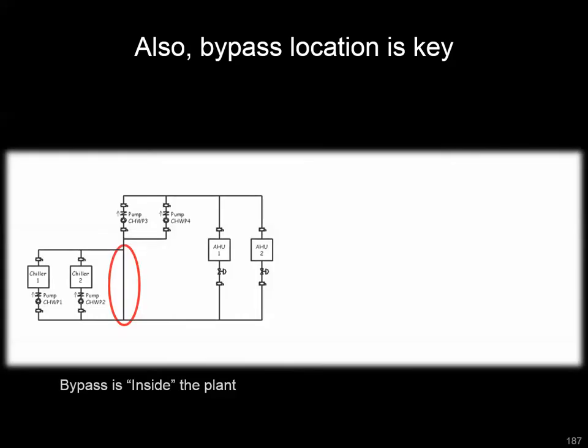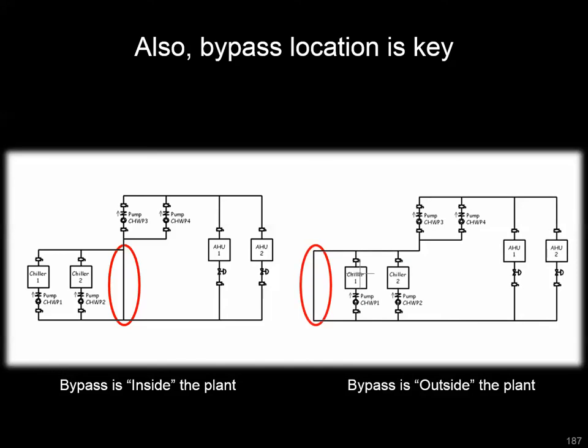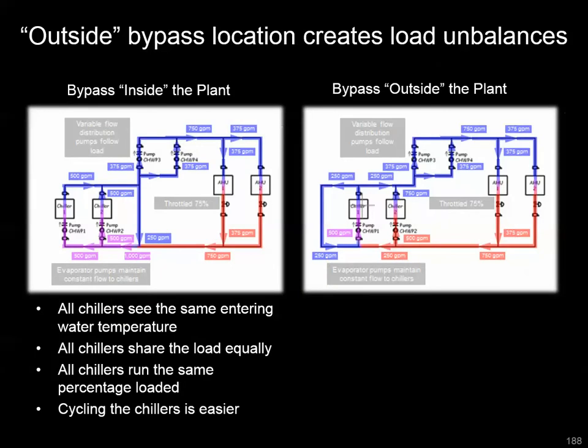So another thing that we need to watch out for is where the bypass is. So that bypass, that short, fat piece of pipe that acts as a zero pressure drop to decouple the loops, that may be located inside your plant, as shown here, or it might be in a configuration where it is outside the plant. And what is the effect of those two options? Well, inside the plant is really what we want. It's going to allow the chillers to see the same temperature. They're going to share the load. There's going to be the same percentage of runtime and loading.